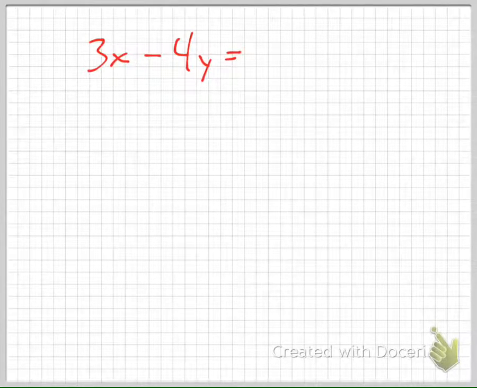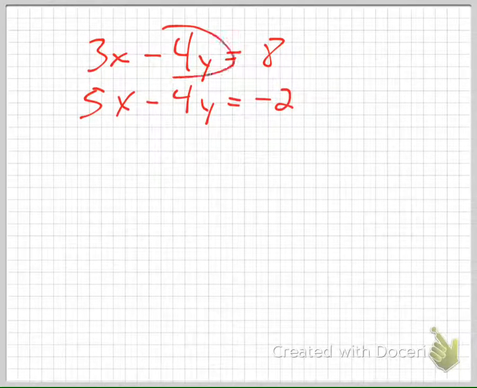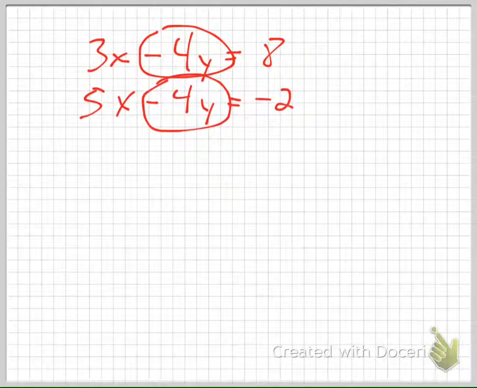The other thing that I want to make clear here, this is a common mistake, and that is this. If I have 3x minus 4y equals 8, and then I have 5x minus 4y equals negative 2, look at these. Everybody just look up here. What am I going to do with these to eliminate them? Am I going to add them or am I going to subtract them? If I added them, that's going to put negative 4y plus negative 4y, which is negative 8y. It doesn't eliminate them.